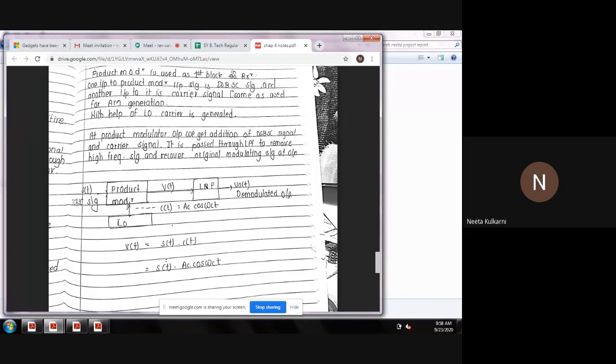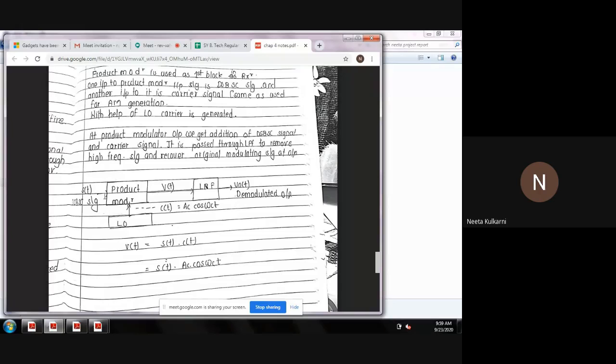And how we are generating the carrier signal? कुठून जनरेट करतो आपण carrier signal? From where we are generating the carrier signal? Where the carrier signal is generated? Through this local oscillator.